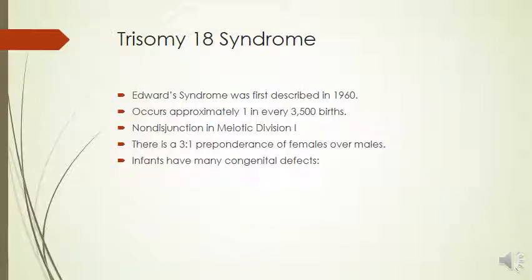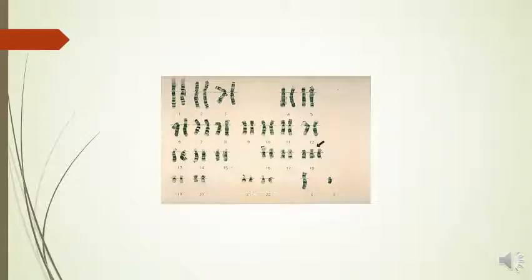Trisomy 18, which is also known as Edwards syndrome, was first described in 1960. It occurs approximately 1 in every 3,500 births. It is caused by non-disjunction in meiotic division number 1. There is a 3-to-1 preponderance of females over males, and the infants have many congenital defects. This is a karyotype showing you some G banding of the chromosomes with the number 18 shown in trisomy.